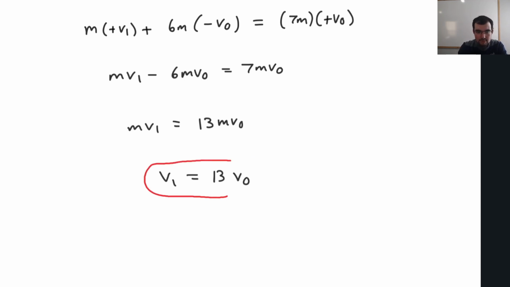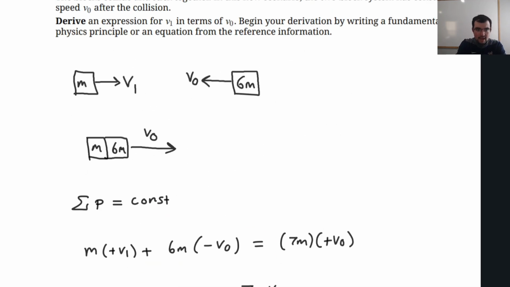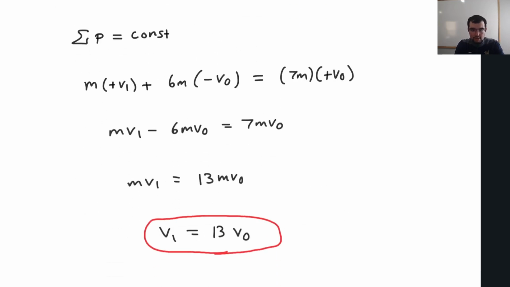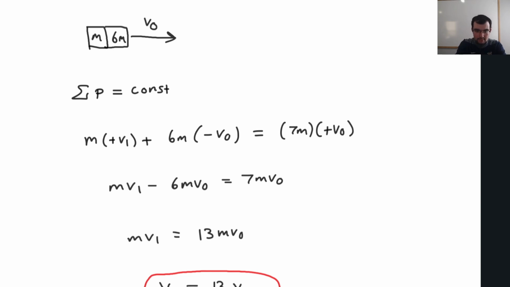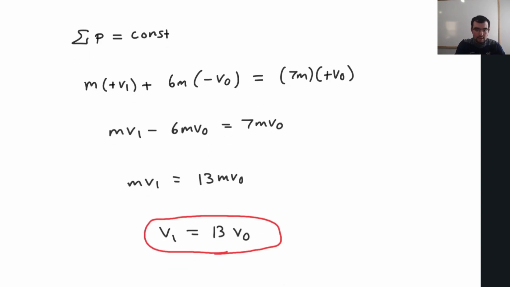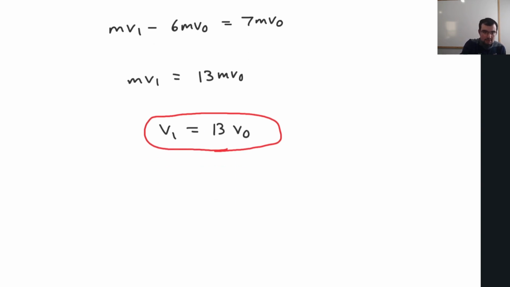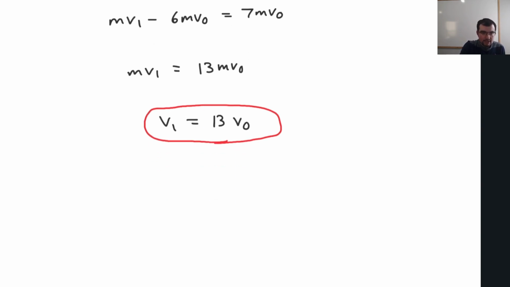Which makes sense, because if you had to cancel out the 6m's momentum and then add back to that to get back to its original speed, it makes sense that it's going to be a much larger value. Because the second block was so much more massive, you need a lot more speed to actually flip the momentum like that.